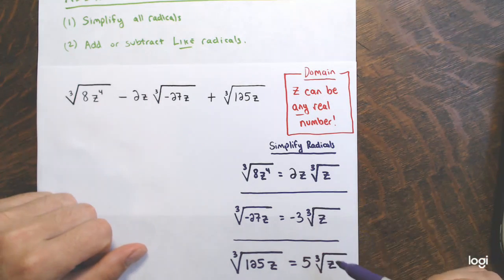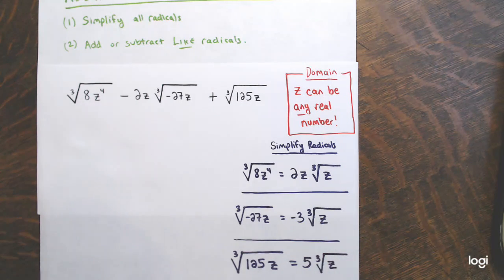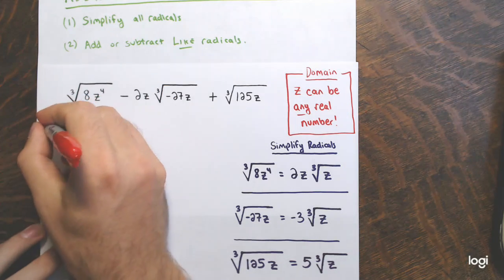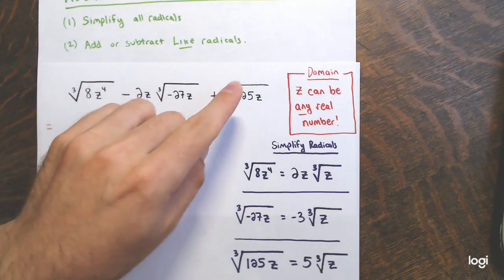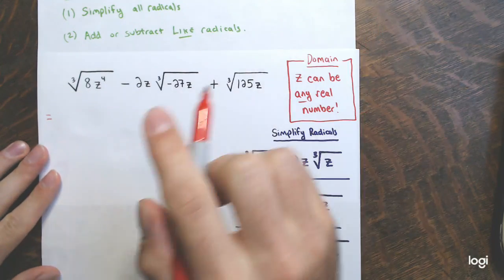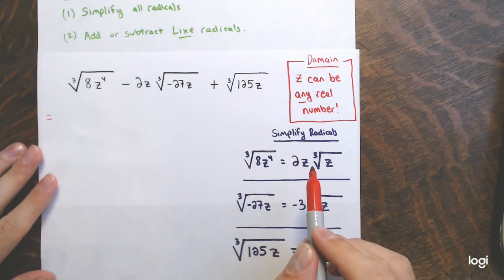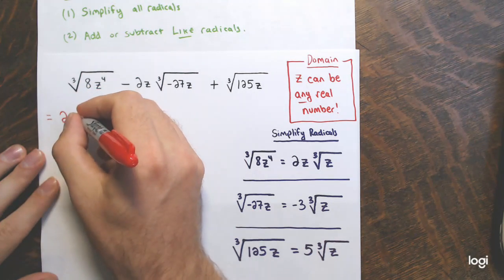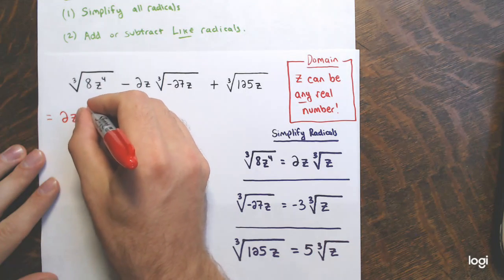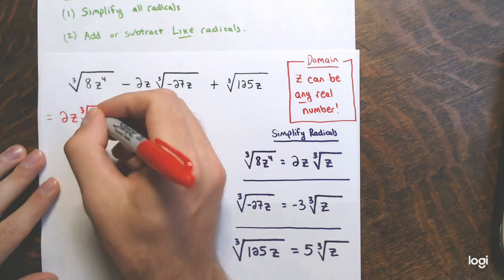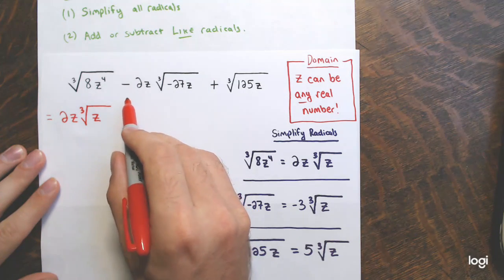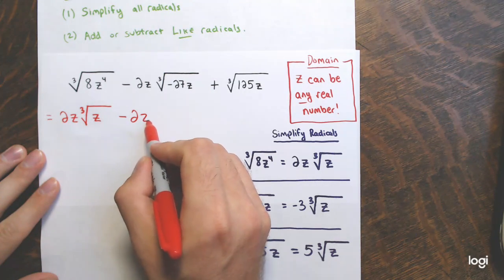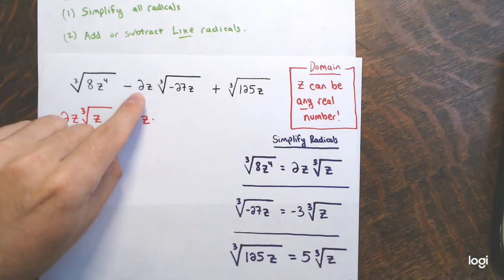And look at all these. Every single one of them has a cube root of z now, right? So they're all going to be like radicals when I'm done. All right, so going through this expression in the beginning, this expression should be equal to now. I'm just going to replace all the radicals with what they're equal to over here. The cube root of 8z to the fourth, that was this 2 times z times the cube root of z, then we have minus 2 times z, the minus 2z still there.